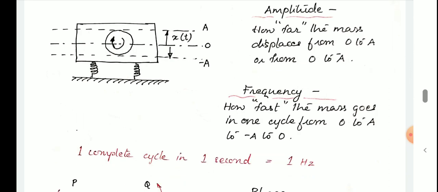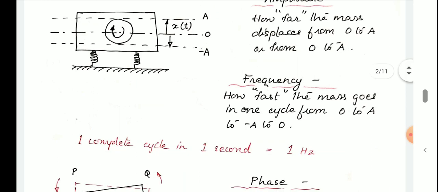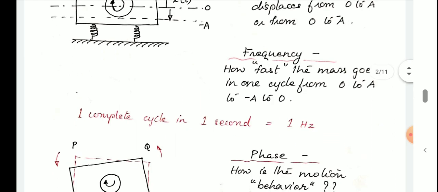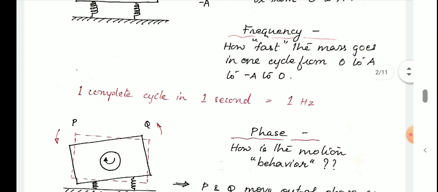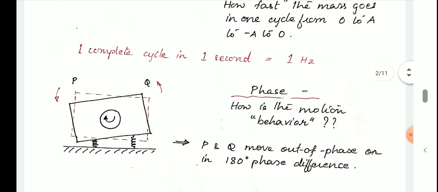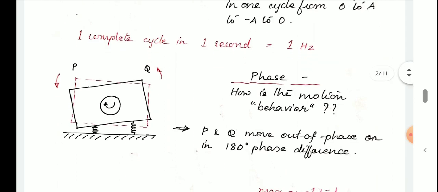Now when we have defined amplitude, a related term, frequency, can also be understood. How fast the mass goes through one cycle, from 0 to A, then to negative A and back to the initial position of 0, defines frequency. One complete cycle in 1 second is exactly the value of frequency, which is always given in the unit of hertz. Let us come to the term phase. Now in the same vibrating model, one end I term as P and the other end I term as Q, and the motion is occurring across the points P and Q. That means if the position of P is going downwards, the position of Q is going upwards.